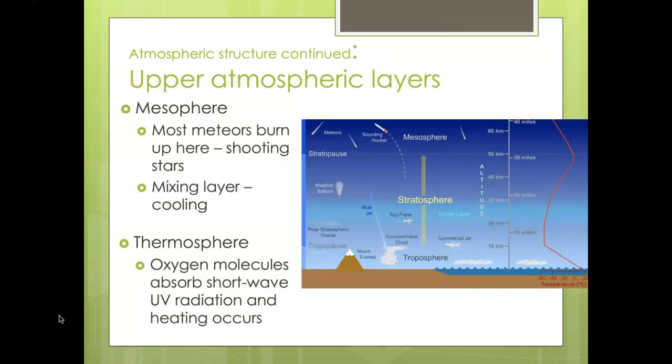The next layer above the stratosphere is the mesosphere. The mesosphere is where we see shooting stars, meteorites, or meteors coming in and glowing. Rockets can go that high. In this layer, there's some mixing with cool air and that warm air coming from the stratosphere, so it is cooling off. Above that is the thermosphere. This is where oxygen is going to heat up again. This is another heating layer. Oxygen molecules absorb shortwave UV radiation and heating occurs, but that's not even on the diagram, so don't worry about that.